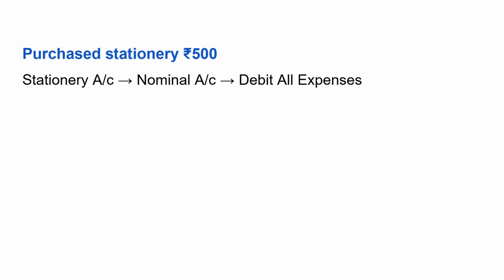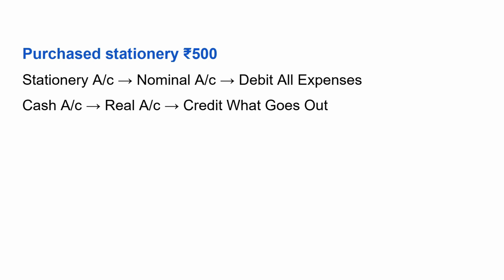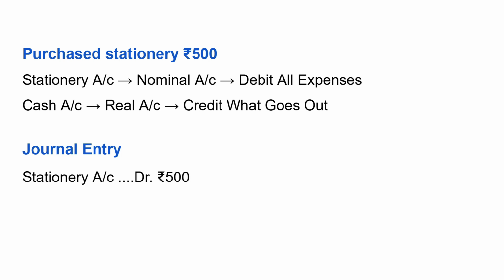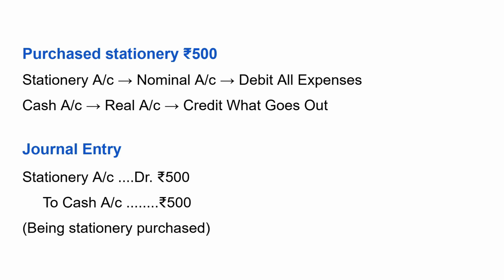Next, purchase stationery 500 rupees. Here the two accounts affected are stationery account and cash account because we paid cash. Stationery account is a nominal account because it is an expense, and the rule for nominal account is debit all expenses. And cash account is a real account. Cash goes out of the business, so credit what goes out. And the journal entry is stationery account debit 500 rupees to cash account 500 rupees, and the narration is being stationery purchased.